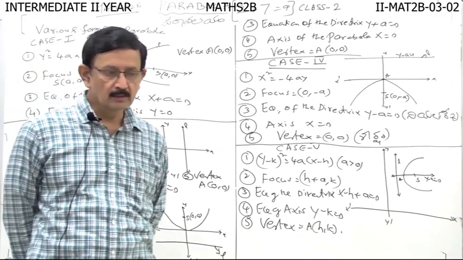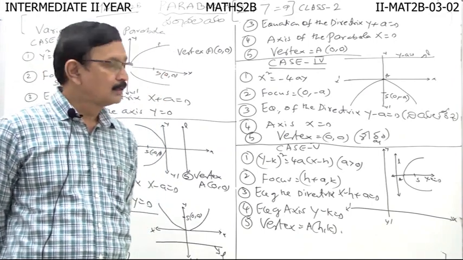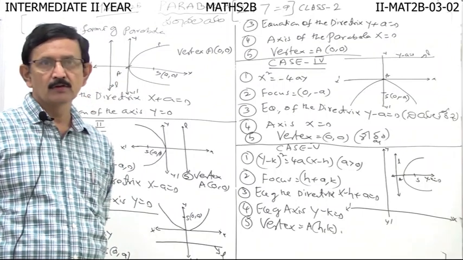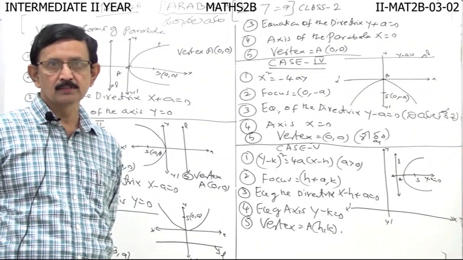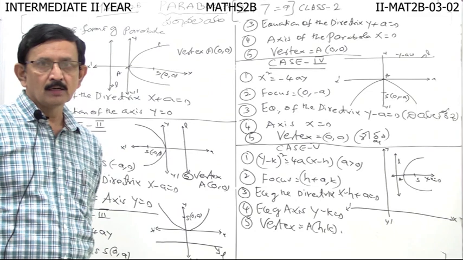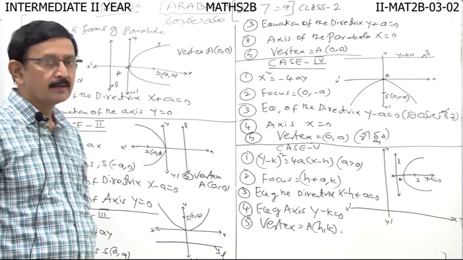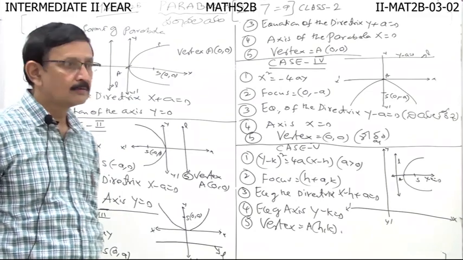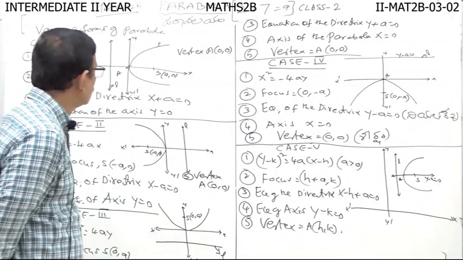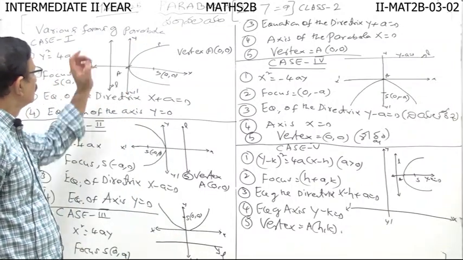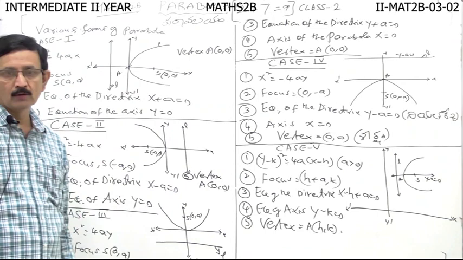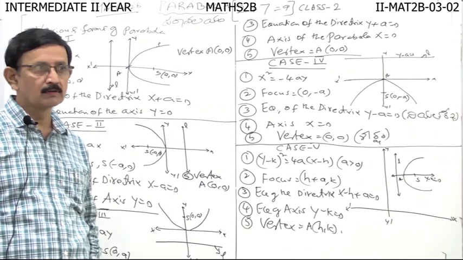Good morning, students. In the last class we saw the form of the equation of a parabola, that is y squared is equal to 4ax. Today we will take up some more theory of the parabola. So now we will study the various forms of the parabola.